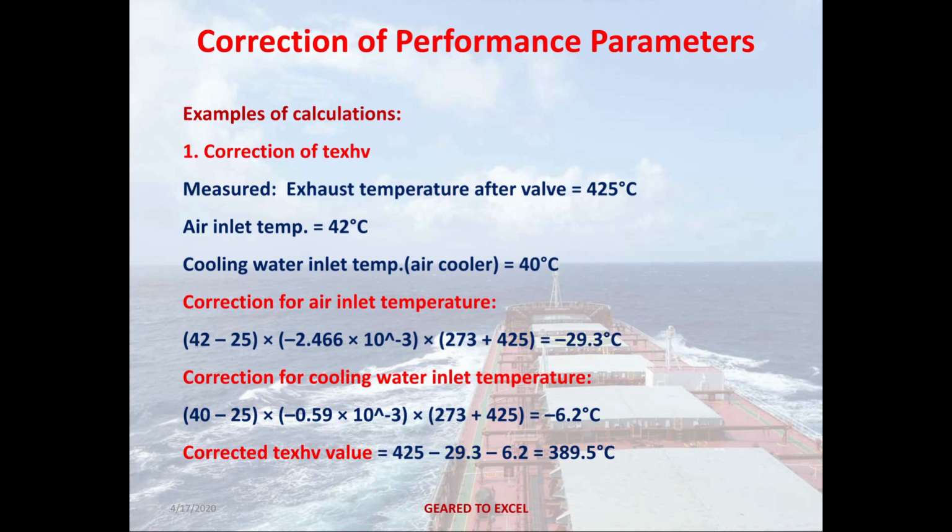Correction for air inlet temperature, that is 42 minus 25, this is the reference temperature, into the value taken from F1, minus 2.466 into 10 raised to minus 3, into 273 plus 425, that comes to minus 29.3 degrees Celsius. Same way, correction for the cooling water inlet temperature. This is the temperature and this is the reference temperature, minus 0.59 into 10 raised to minus 3 into 273 plus 425, that will give you minus 6.2 degrees Celsius.